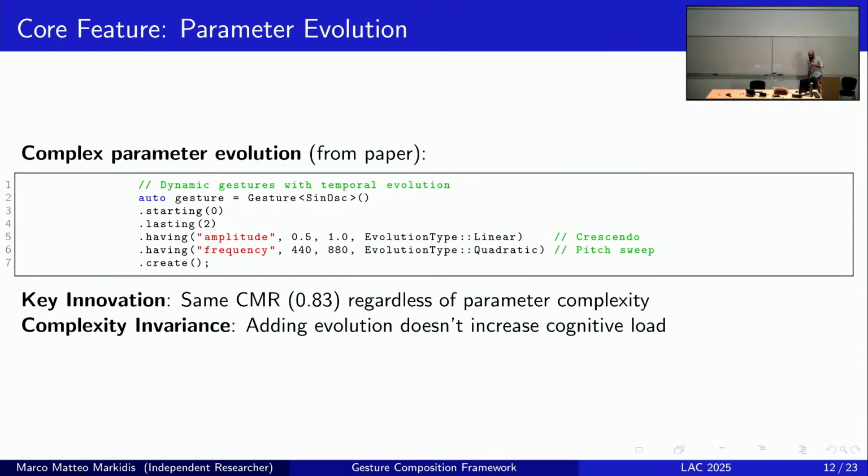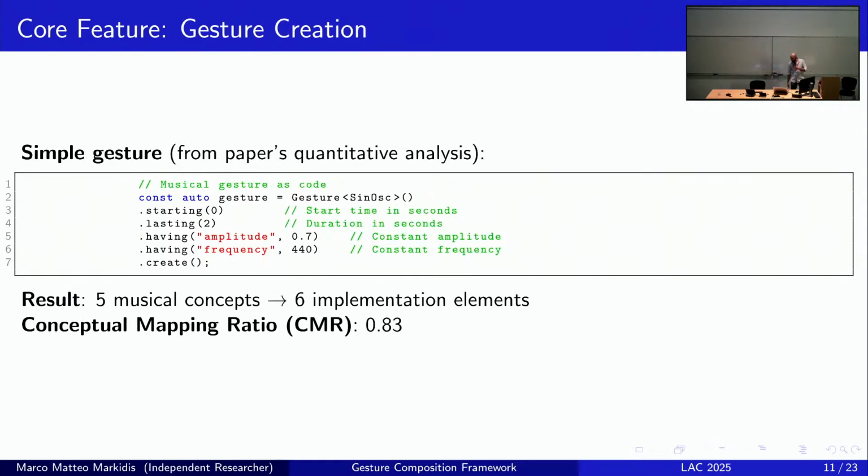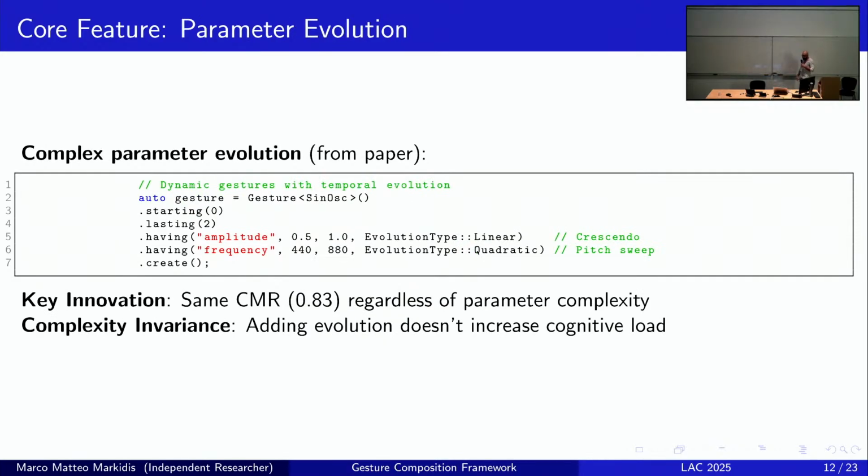And then I try to add some parameter evolution. In the previous case, let me come back, the frequency starts at 440, and we have a constant frequency, so no evolution in time. While in this other case, we are expressing a temporal evolution that starts from 440 and goes up to 880 in a quadratic way. So effectively, we have a frequency sweep, okay?